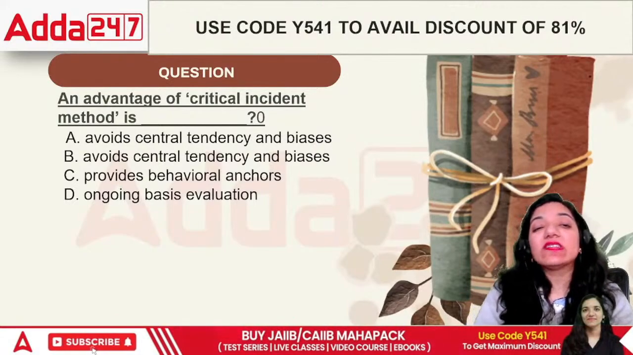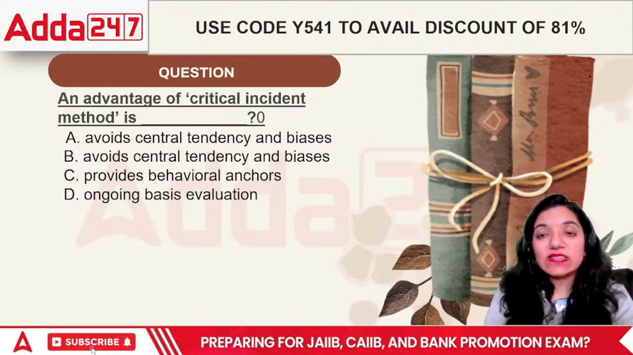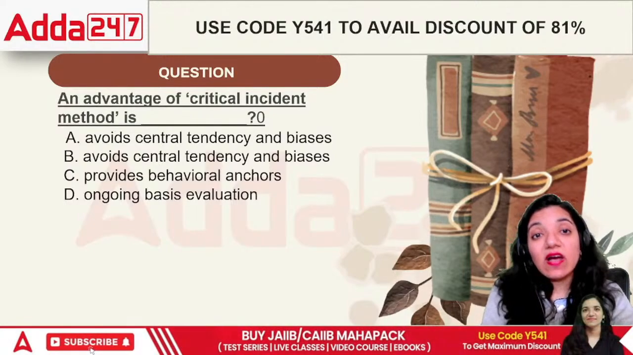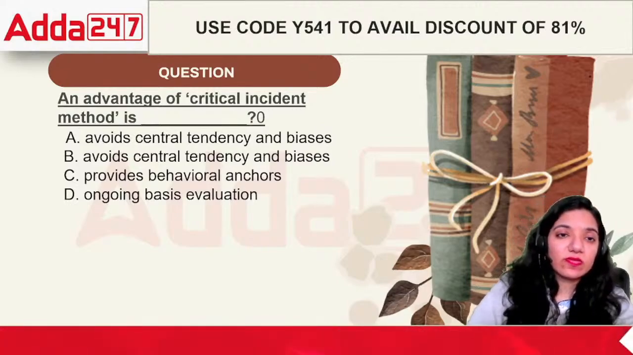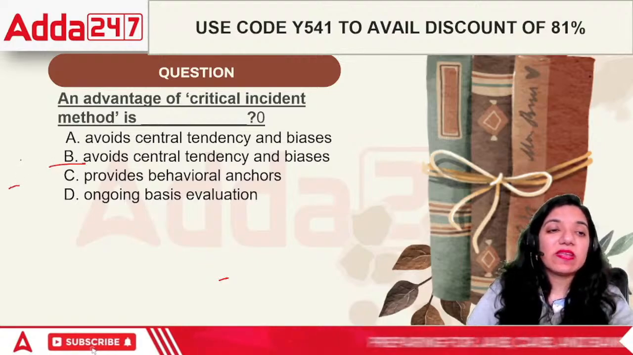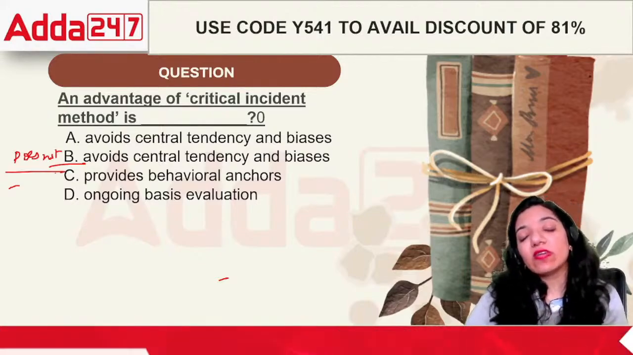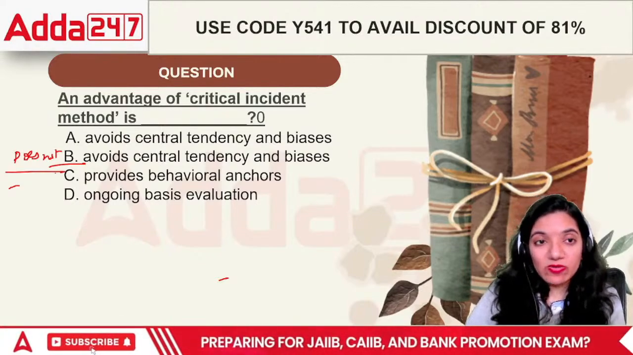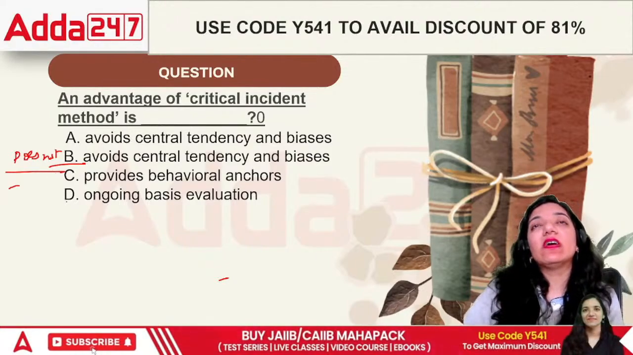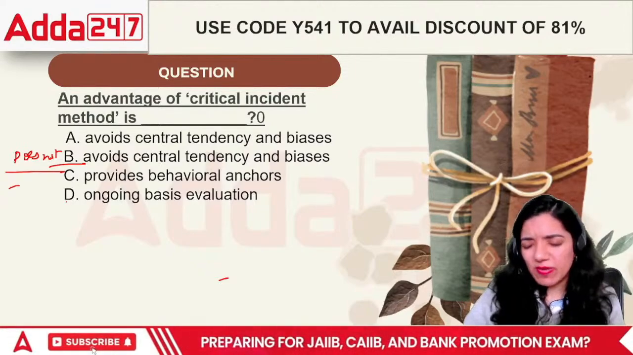Next point is, what is the advantage of the critical incident method? The options are: it avoids central tendency and biases, avoids central tendency, or does not avoid. The critical incident method is a method that is used in terms of controlling. Actually no, the critical incident method is a part of leadership.